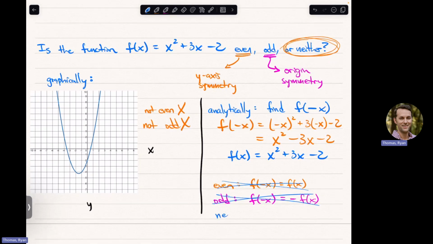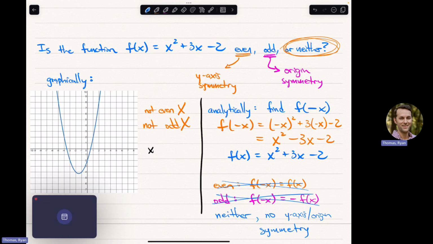Which again tells me that the function is neither even nor odd, which in turn means that it has no y-axis or origin symmetry, which are the symmetry types that we're looking at when we talk about even and odd functions. Okay, so there's an example of testing a function for its parity and symmetry. Please let me know if you have any questions.